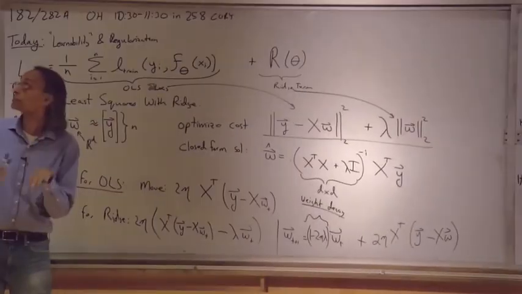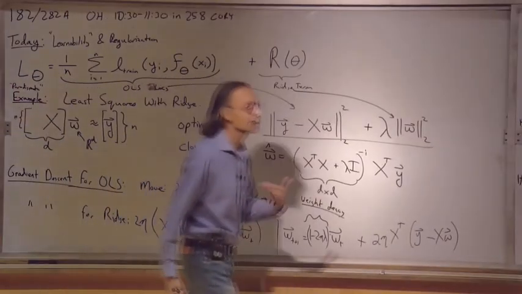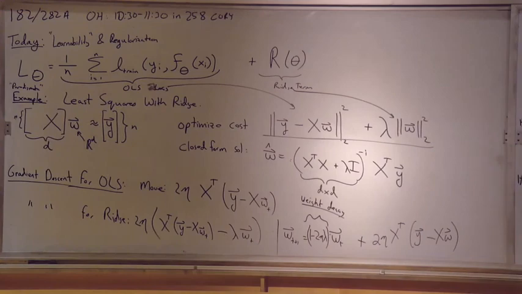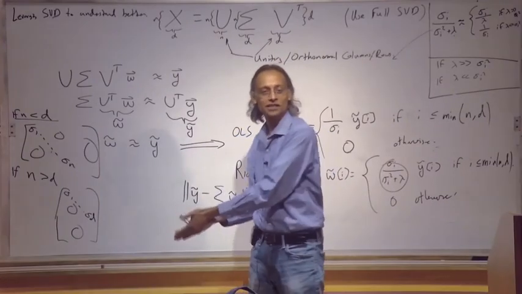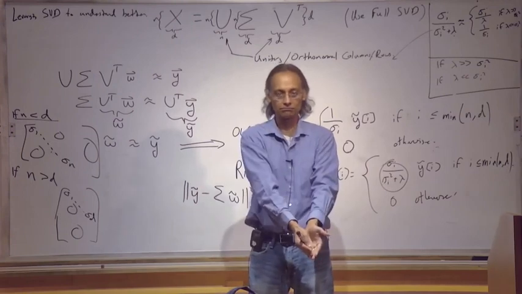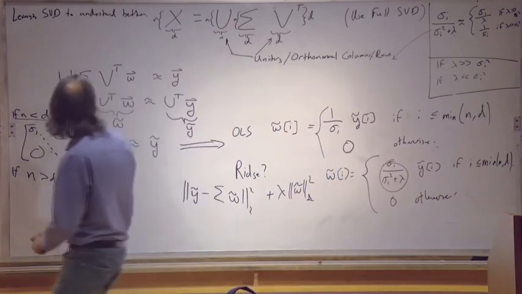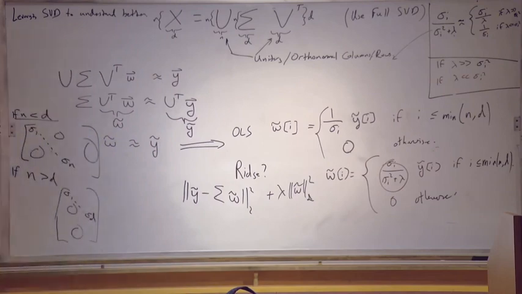We described one perspective as looking at gradient descent. Another perspective is to look at things in terms of the SVD. You can combine these perspectives and look at gradient descent in terms of the SVD. And if you do that, you'll notice something.